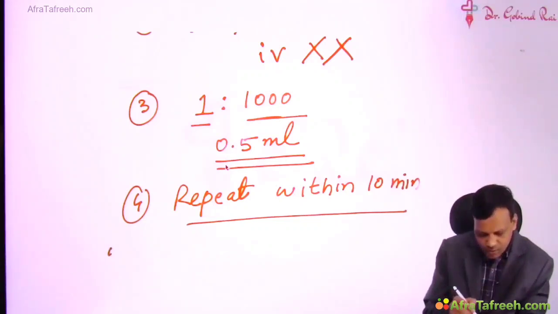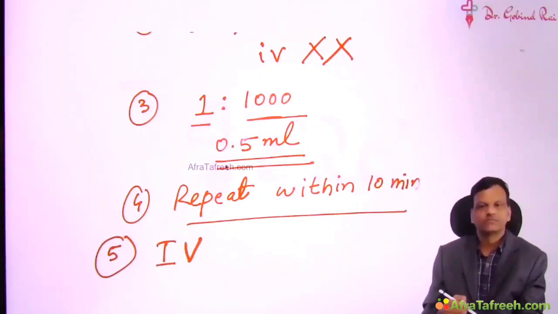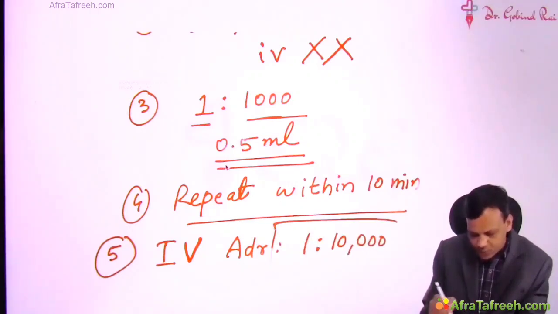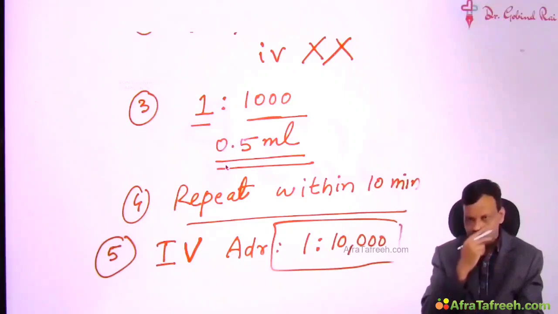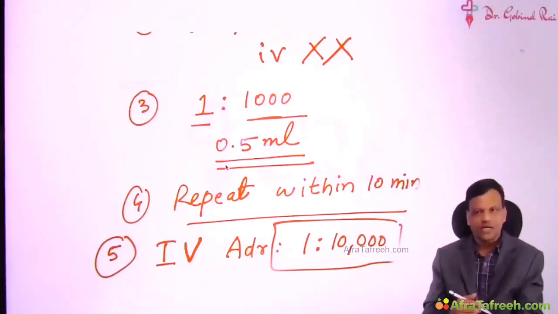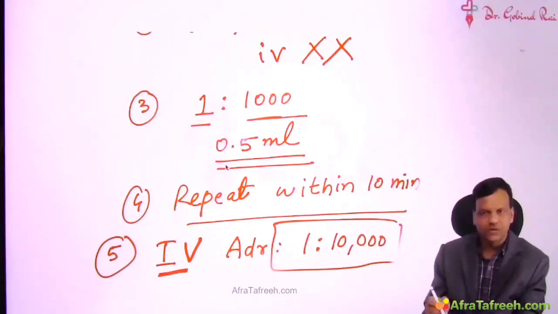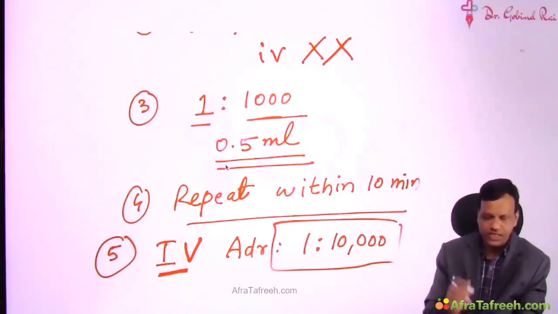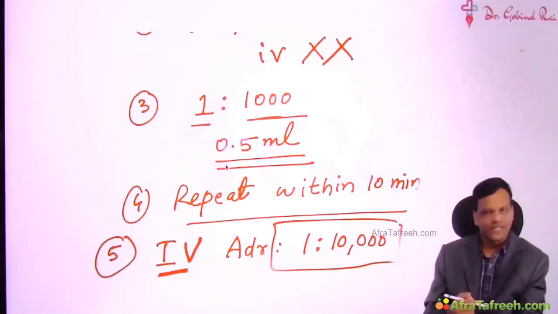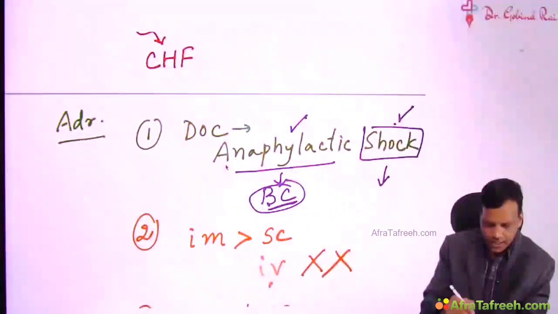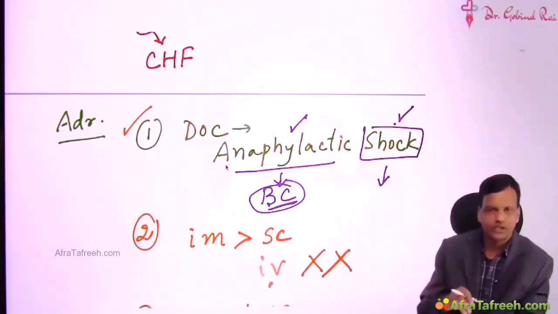If still the person does not respond, then in desperate circumstances we can give IV adrenaline. But for IV adrenaline, the concentration used should be 1:10,000. That means we need to dilute it 10 times, only then we should give intravenously. 1:1000 IV adrenaline will cause arrhythmia and the person may die. The indication of intravenous is when the intramuscular route has failed repeatedly. So that is adrenaline and anaphylactic shock. Adrenaline is a drug of choice for anaphylactic shock.